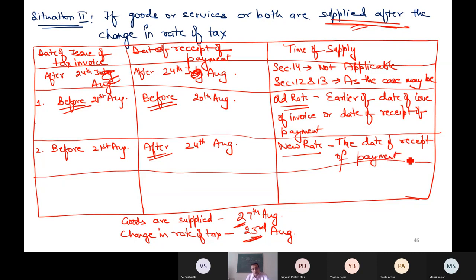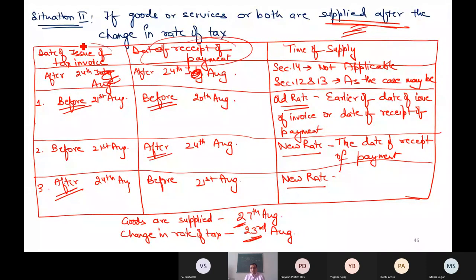Third point. Now let me assume this as after the change in date of tax, for example, 24th August, and this is before, for example, 21st August. Now, which date? Now, majority lies in after. Goods supplied after, issue after means new rate. Which date? Date should either be invoice or receipt. This is sure. So I cannot write receipt date because it is before. I have to write after issue of invoice date. Date of issue of tax invoice.